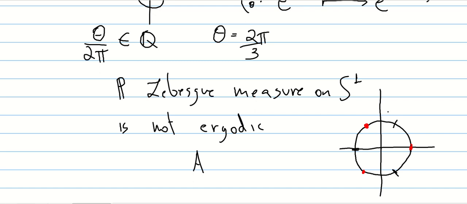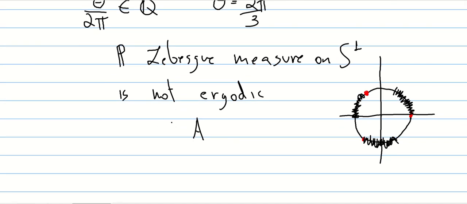Okay, now we have the circle divided into equal pieces of size 6, and A is going to have this first interval here, this interval here, and this interval here. So A is a union of 3 intervals. What happens when we apply phi to A?